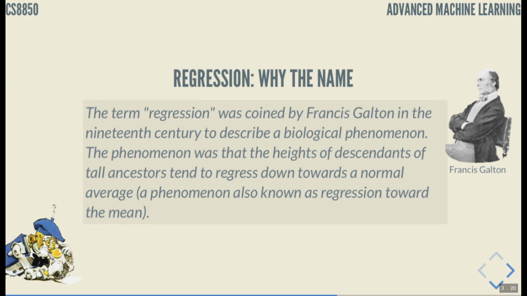Because okay, method of least squares, fine, we use it all the time. But regression, the term that was coined by Francis Galton in the 19th century to describe a biological phenomenon. And the phenomenon was that the height of descendants of tall ancestors tend to regress down toward a normal average, also known as regression toward the mean. But somehow that name got stuck to the method of fitting using least squares.